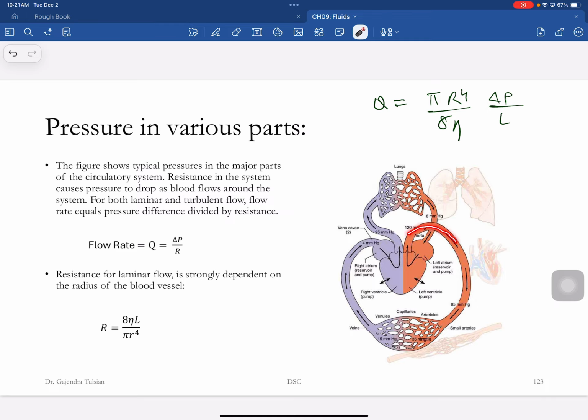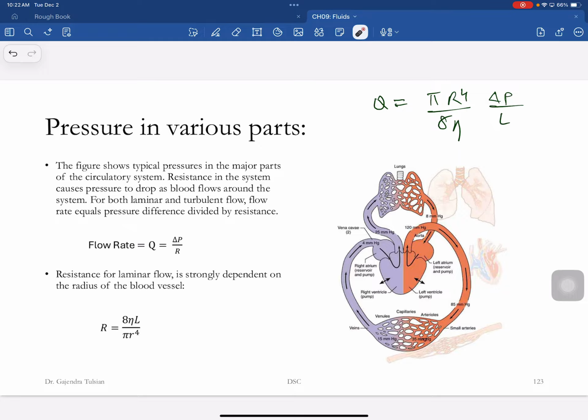Okay. So you can see the various pressures here, and you can also see that the pressure with which the right ventricle sends the blood to the lungs is only 25 millimeters of mercury. That tells you this pump is not that strong. This pump has to be much stronger because the pressure it's creating here is 120 millimeters of mercury.